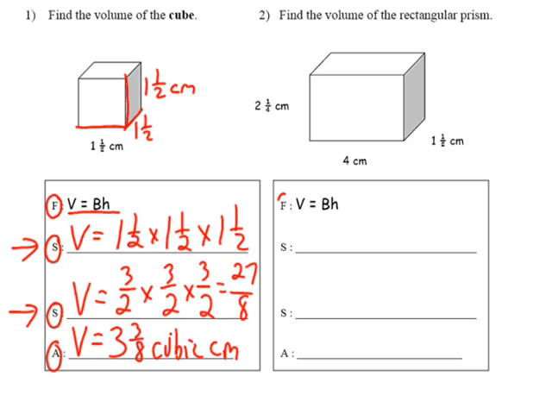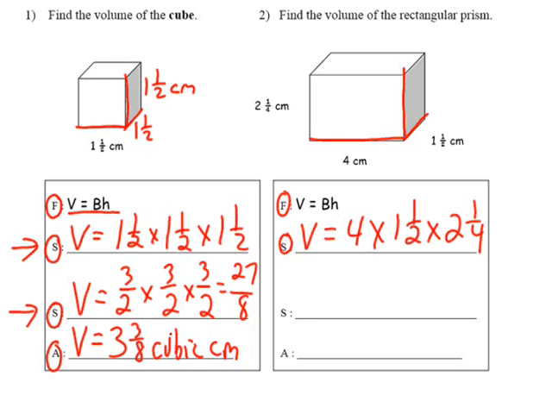So we start with our formula. Volume equals area of the base times the height. And now we're going to substitute. So to find the area of the base, it would be 4 times 1.5 times the height, which is 2 1/4. It's over here. And now we're going to solve. So we're going to make all of these mixed numbers, and even the whole number, improper. I'll start with the whole number and make it improper.